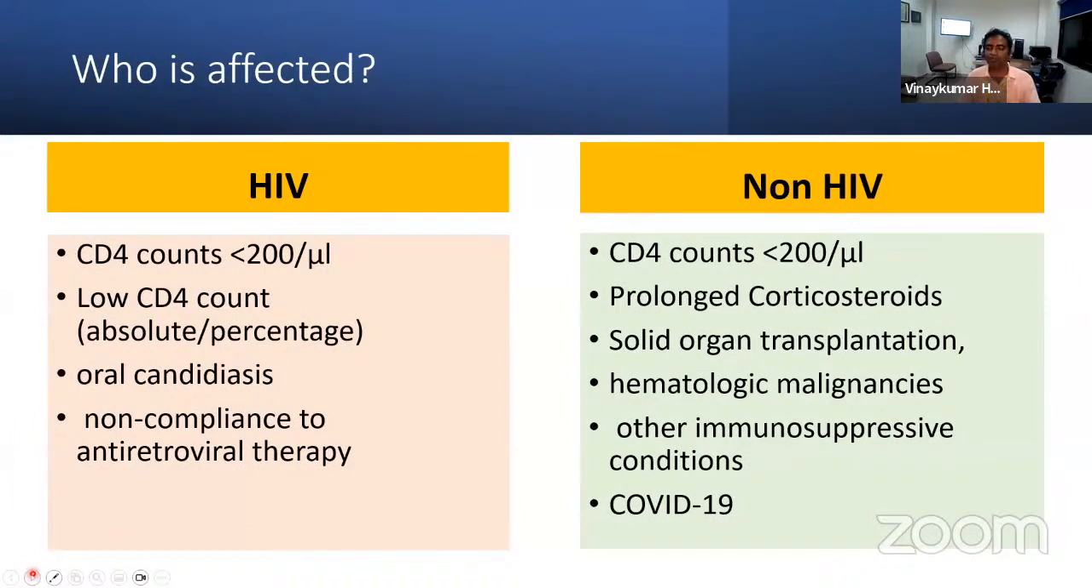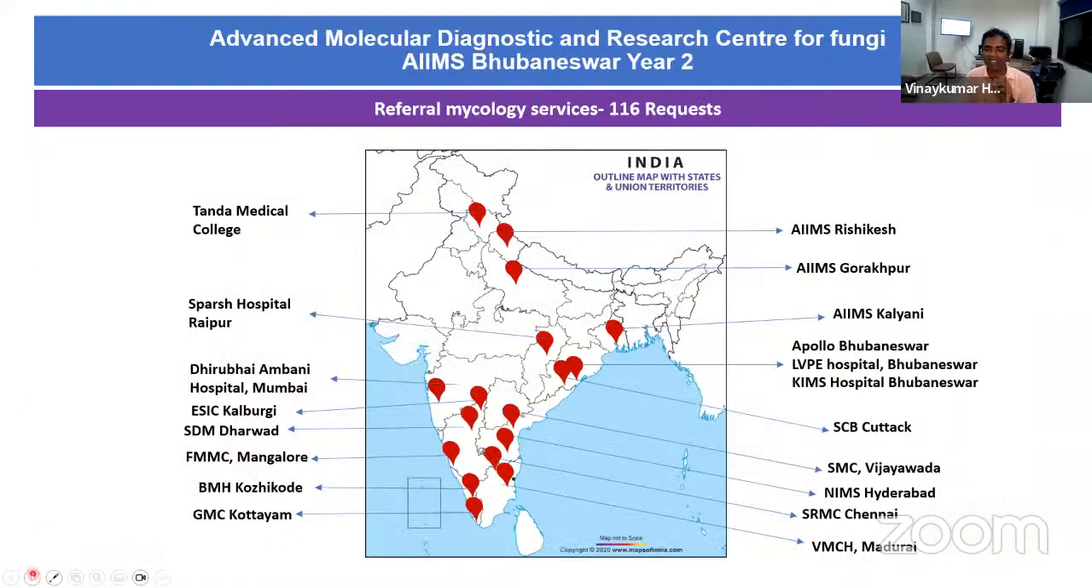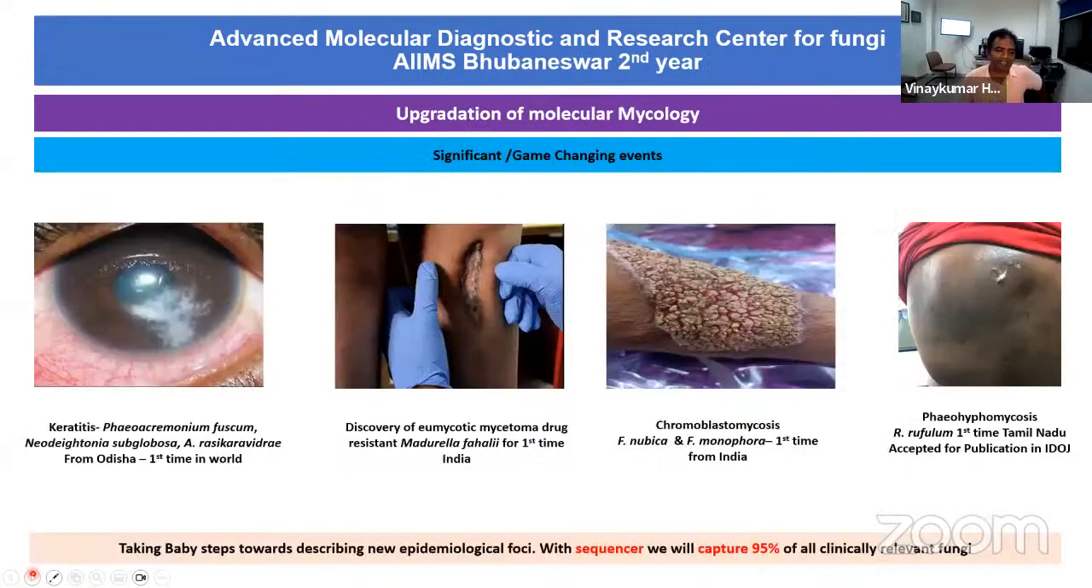Having said that, I would want to talk for a few minutes about our center and the work that we are doing. We have been nominated as the reference center for the eastern part of India. Having said that, we still receive requests from across India. We don't limit ourselves to only India. We have helped 116 people last year from across India, and while helping, we described the first few cases in the world.